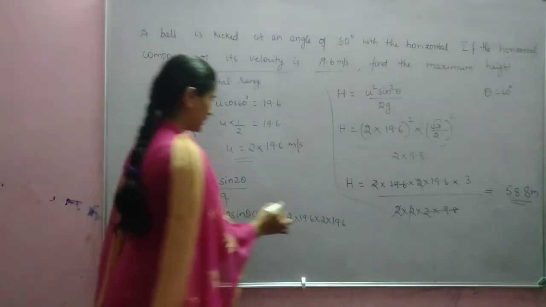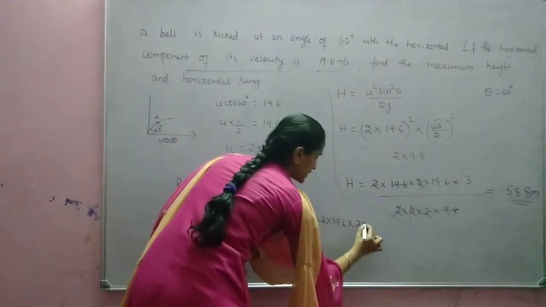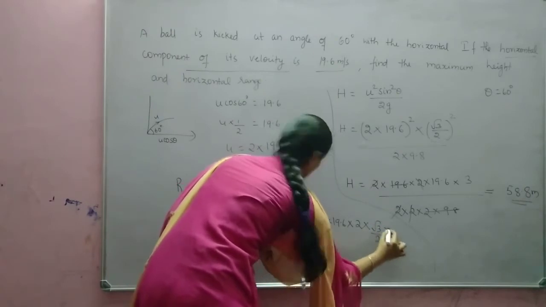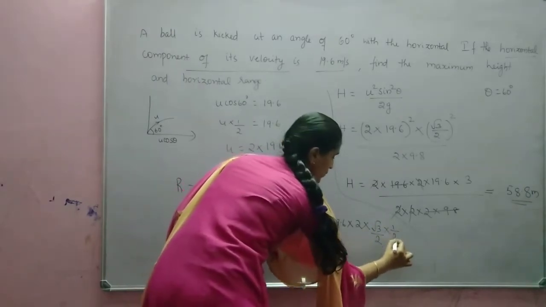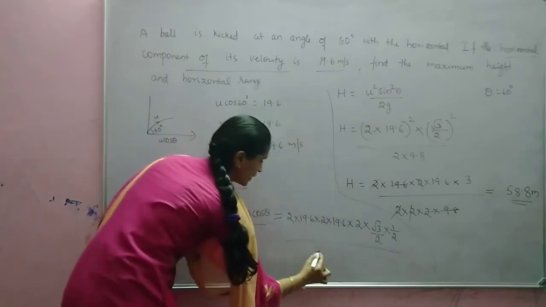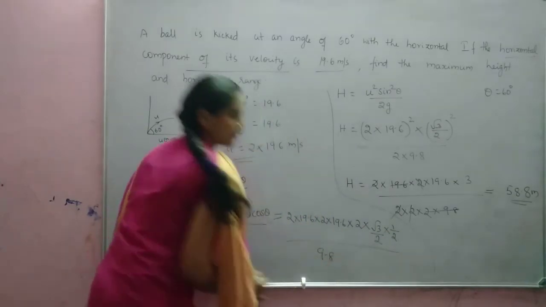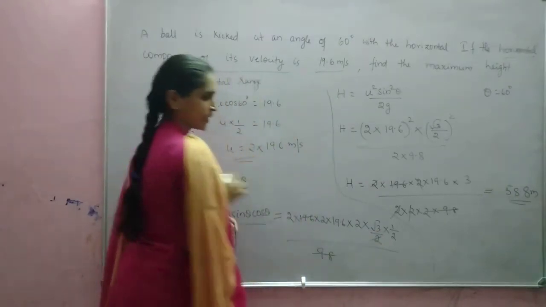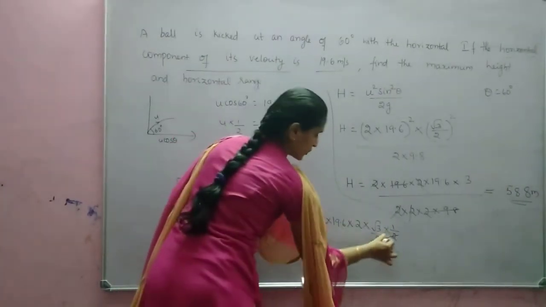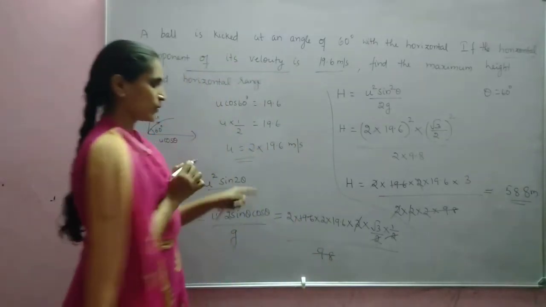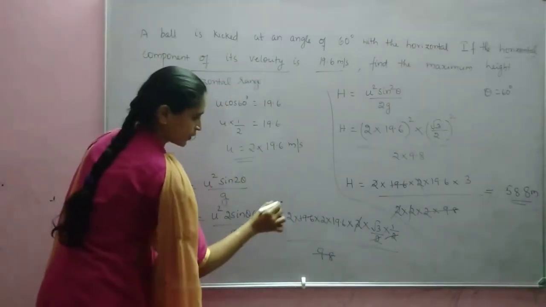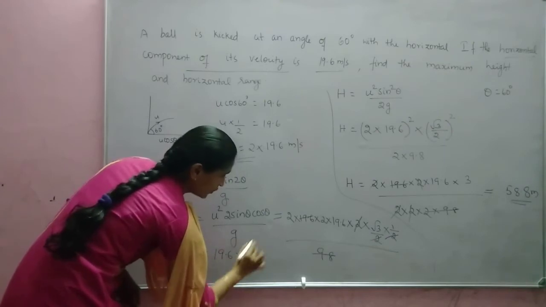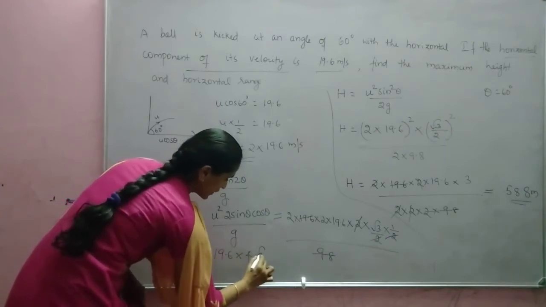Sin 60 is root 3 by 2. Cos 60 is 1 by 2. Divided by 9.8, so 2 into 9.8 is equal to 19.6. Again 2 can be cancelled. What you will get? 19.6 into 4 root 3.